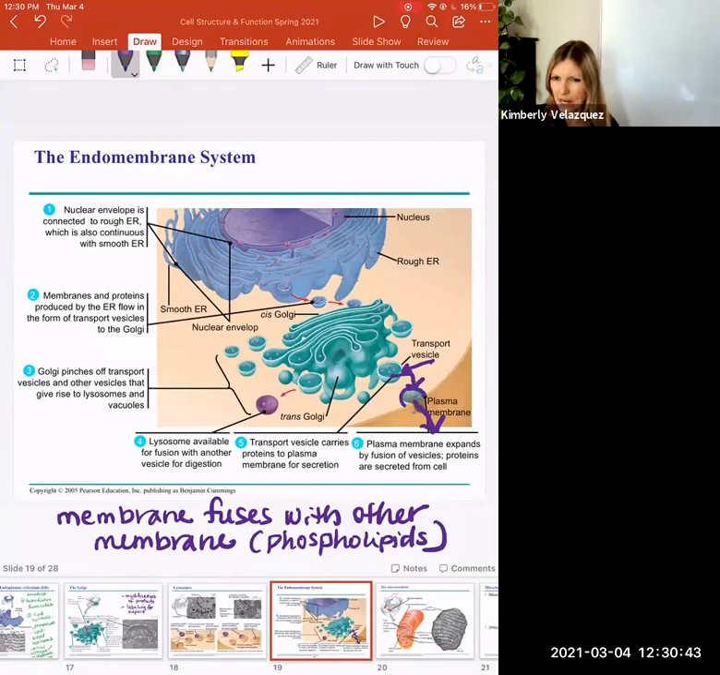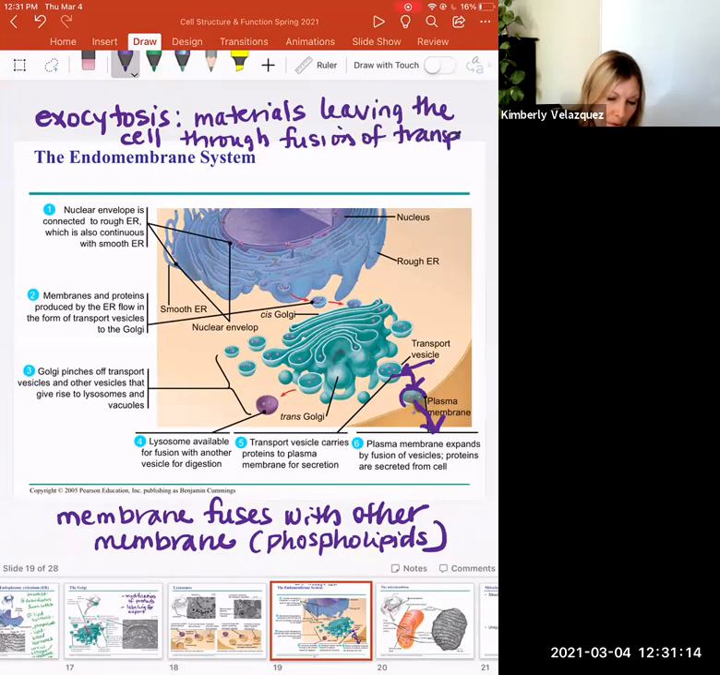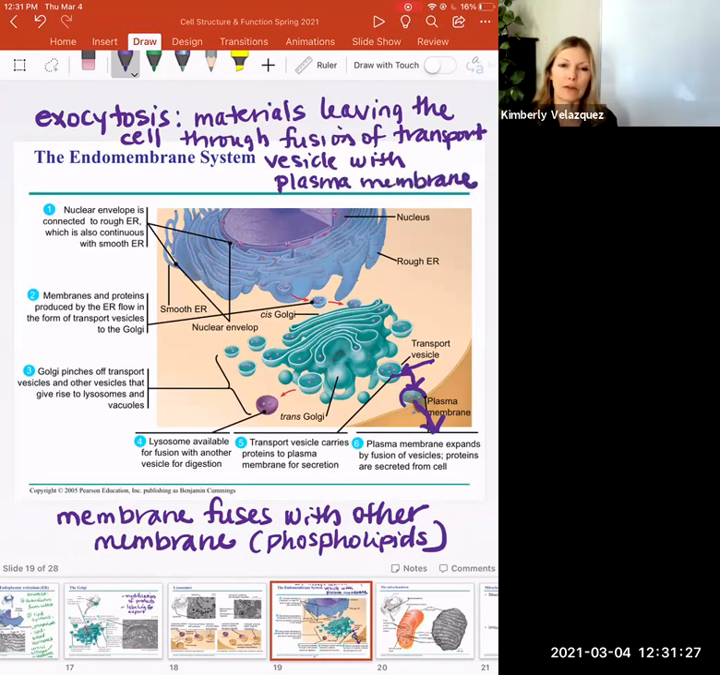I'll go ahead and give you this term now. We're going to talk about it in more detail in the video about the plasma membrane. And that term is exocytosis. And this is materials leaving the cell, okay, through fusion of a transport vesicle with the plasma membrane. So that transport vesicle moves to the plasma membrane and those materials leave the cell.